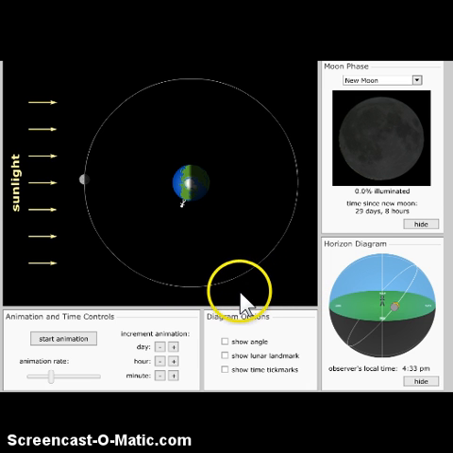So if we watch this animation, I want you to look here at the Earth. If the sun's over here, this is nighttime on Earth, and this is daytime on Earth, okay?